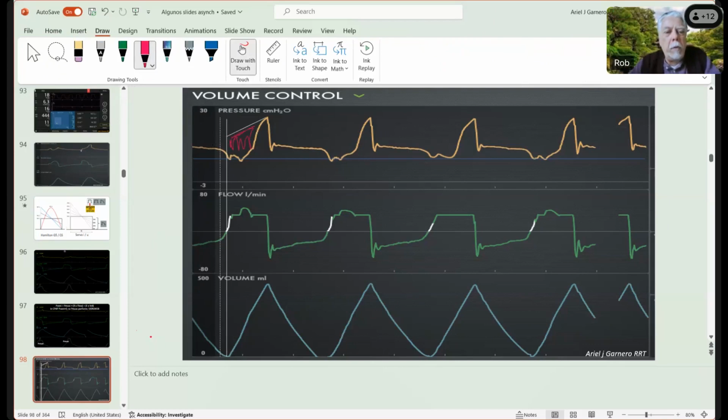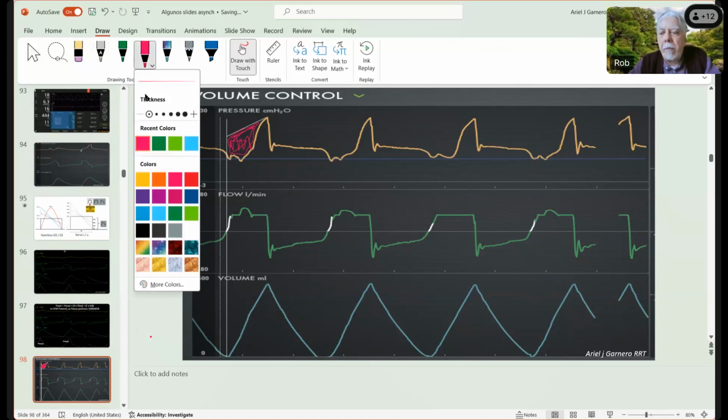So we talked about trigger, we talked about inspiration. What about cycle? Is there any indication of early or late cycling going on here? What do you guys think? Late cycle? Victor thinks late cycle. Anybody else have a thought about that?